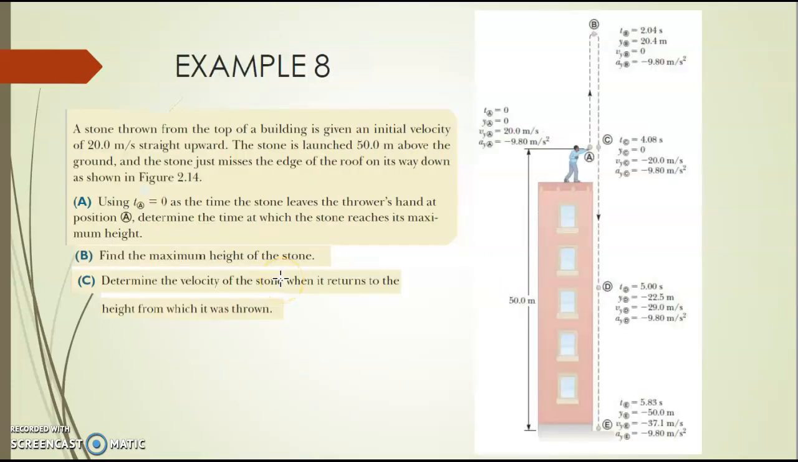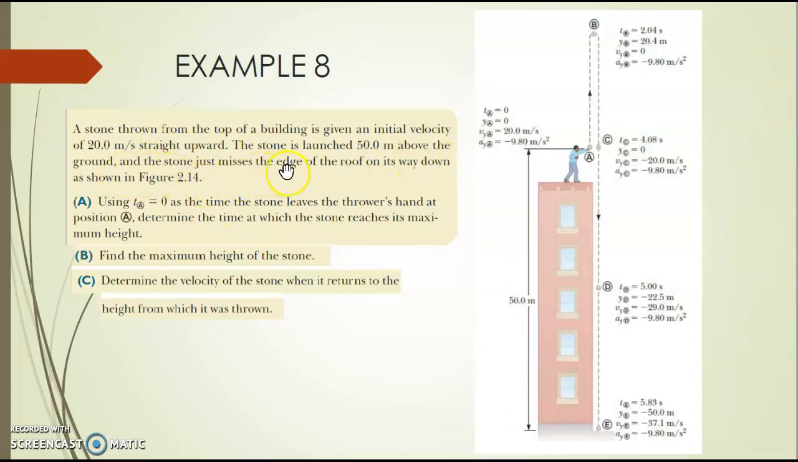Okay, so here is another one. A stone thrown from the top of a building is given an initial velocity of 20 meters per second. So our initial velocity at point A is 20 meters per second, straight upward. The stone is launched 50 meters above the ground. So this is 50 meters.